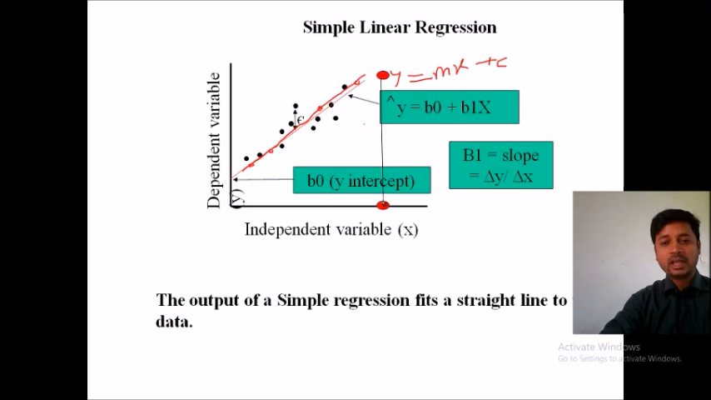So the output of simple regression fits a straight line to the data, so that once we have a new independent variable, we can predict the corresponding dependent variable. How? You just put this x in this equation in place of x, and you will get y, once we have found the constant terms b0 and b1. So our purpose is to compute these parameters b0 and b1 in terms of given x and y.